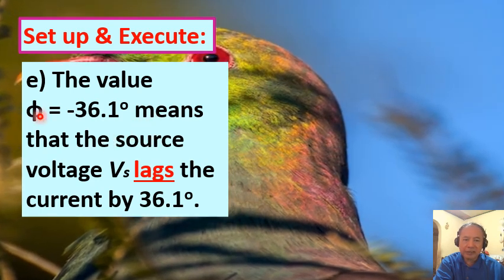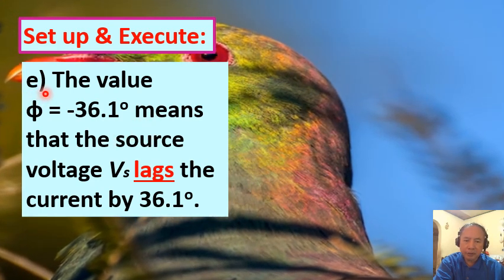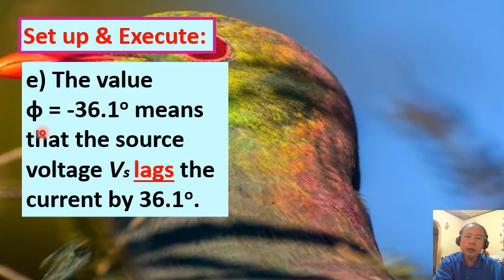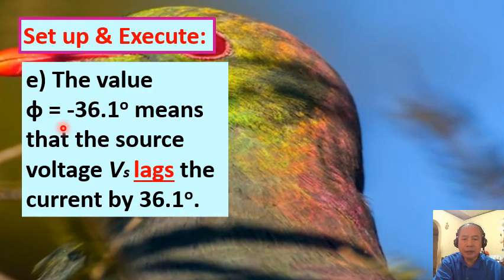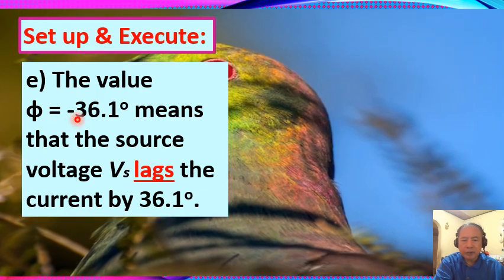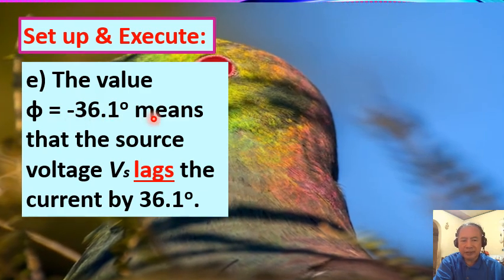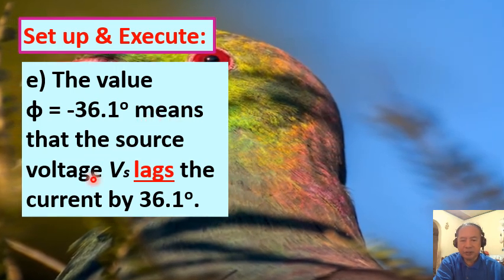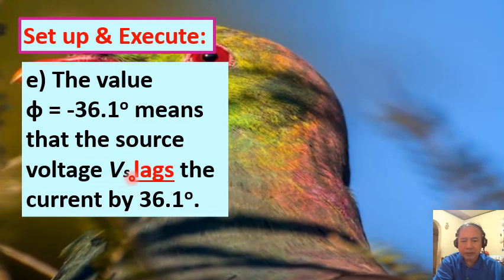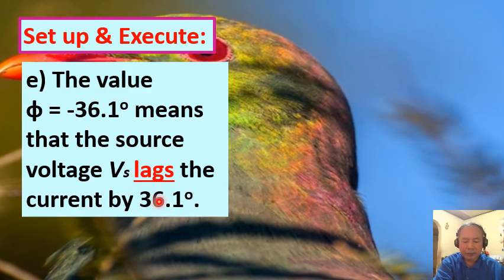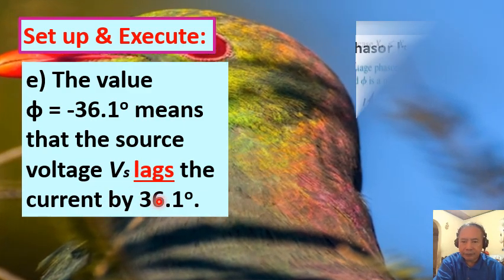Last but not the least, in part E, the value of the phase angle phi is negative 36.1 degrees. So this means that the source voltage Vs lags the current by 36.1 degrees.